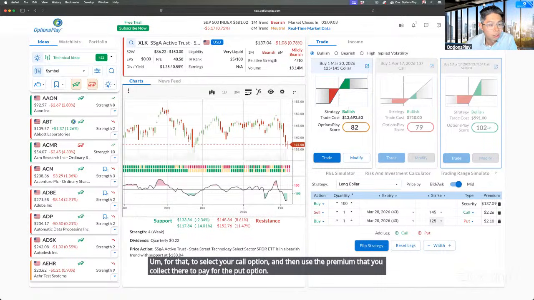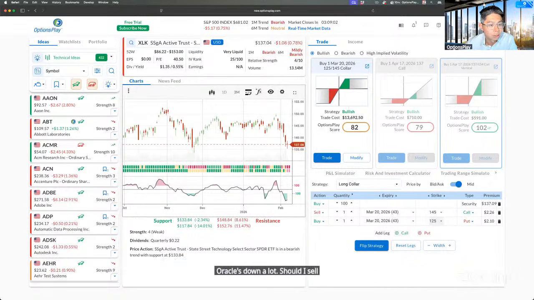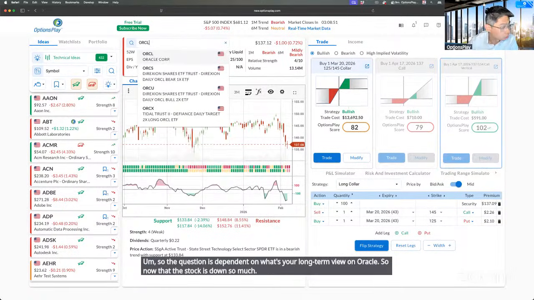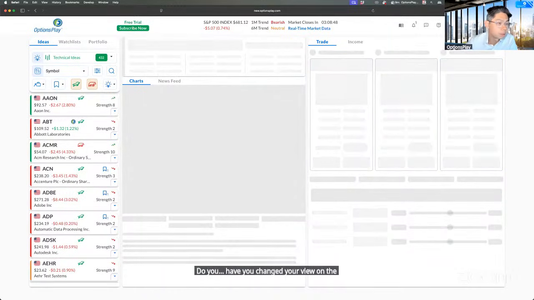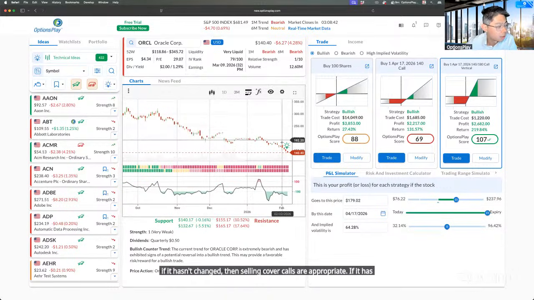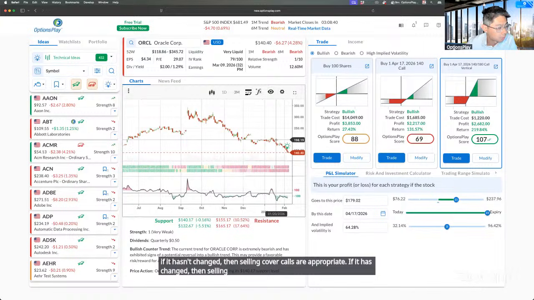Oracle's down a lot. Should I sell or do a covered call on the stock that I own? The question is dependent on what's your long-term view on Oracle. Now that the stock is down so much, have you changed your view on the stock long term? If it hasn't changed, then selling covered calls is appropriate. If it has changed, then selling the stock would probably be more appropriate.